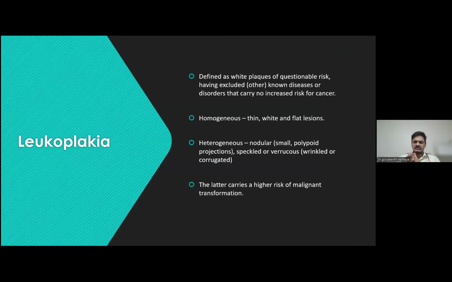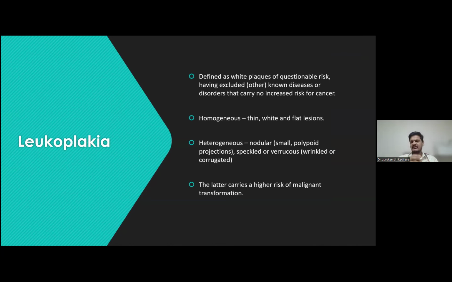One of the most common types of OPMDs we see in our clinical practice is oral leukoplakia, which is defined by WHO as white plaques of questionable risk, having excluded other known disorders that carry no increased risk of cancer. So basically, oral leukoplakia should be a diagnosis of exclusion. We need to exclude all the reasons for a white patch in the oral cavity. Then, at the end of the line, if you can't diagnose the origin of these patches, you can label it as leukoplakia, which is further divided into two types, homogeneous and heterogeneous.